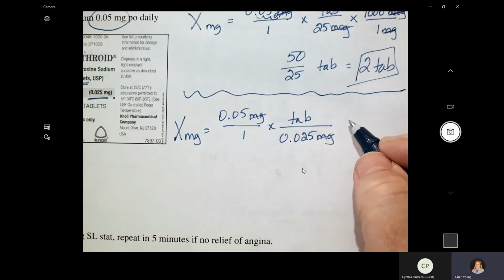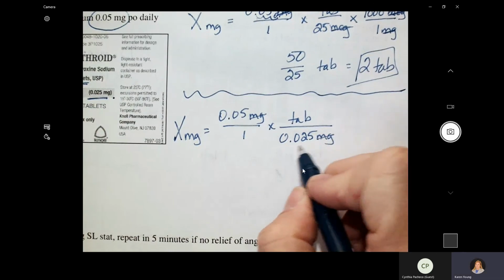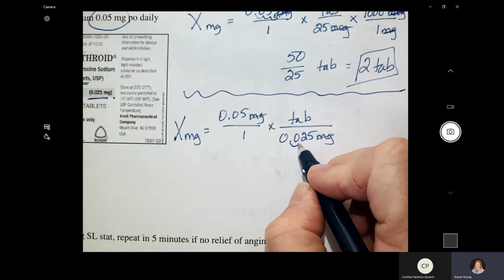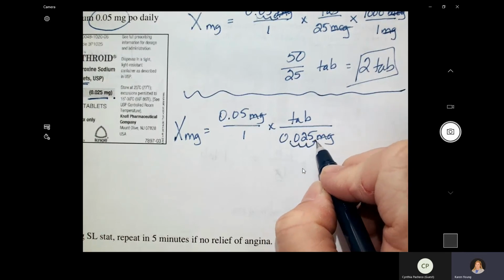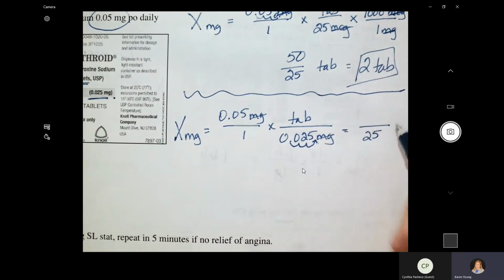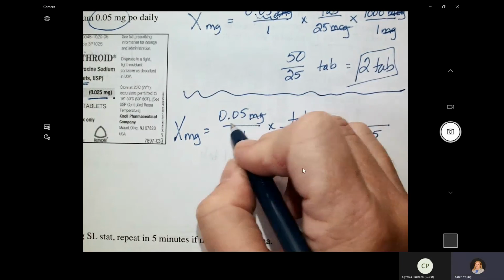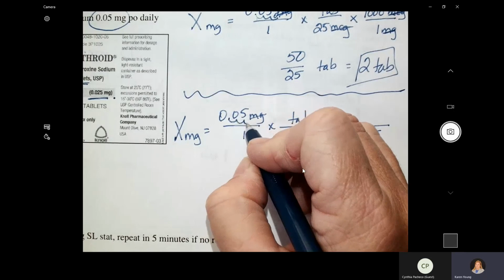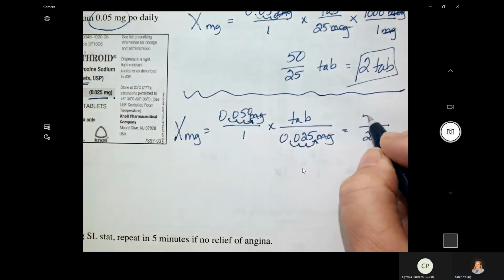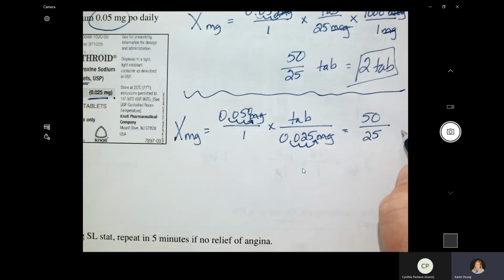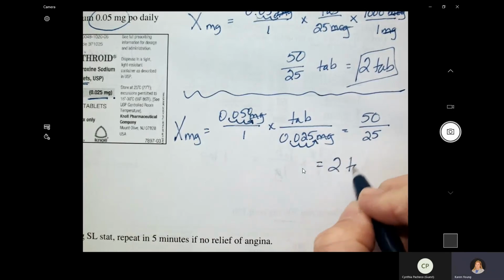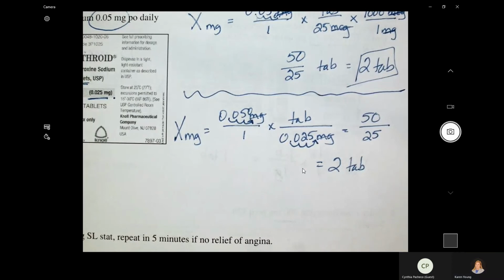But if I don't want to do that, I need to do it in my head. Remember, the denominator always has to be a whole number. So I'm going to move my decimal 1, 2, 3 places to the right. And that gives me a 25 on the bottom. Whatever I do on the bottom, I have to do on the top. So 1, 2, 3 places on the top, I have to add a zero. So I get 50 on the top. And then once again, 50 divided by 25 is 2. And my unit is tablet.